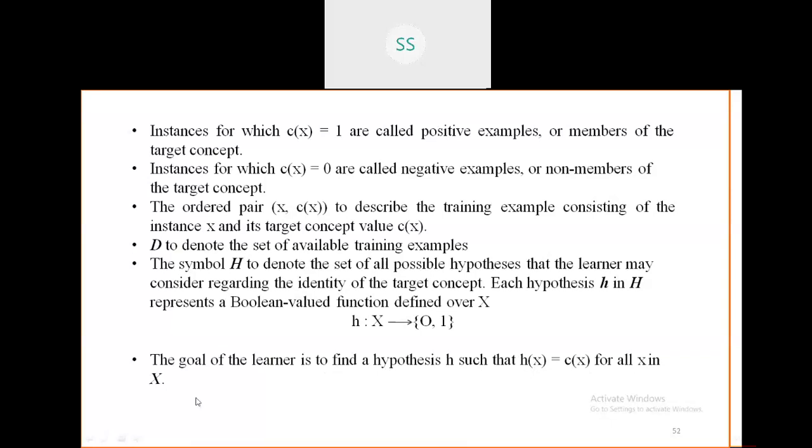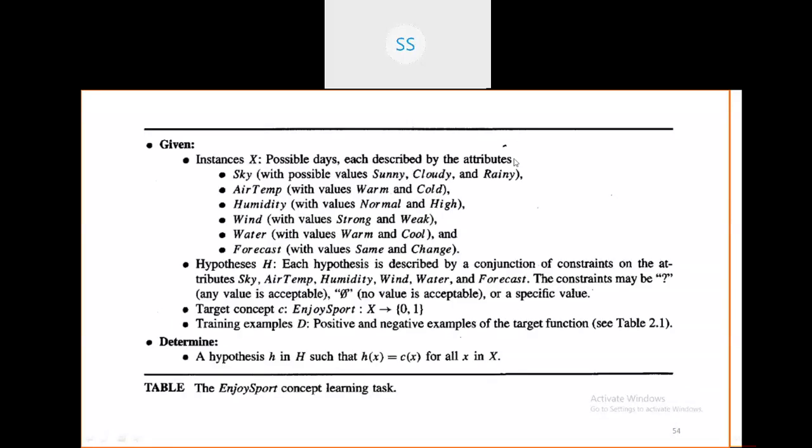And let us look at the algorithm with respect to the enjoy sports. How to write the algorithm? So, given values: what are the values that are given? Instances. Instances of X, possible days, each described by the attributes. So we are just accepting the inputs.